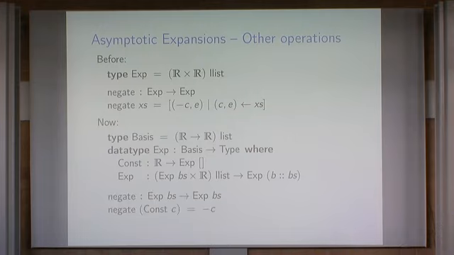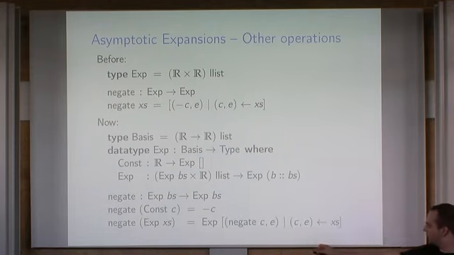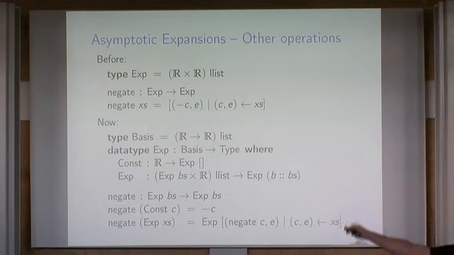And we can still define negation very easily. We say a negation of a constant is just minus the constant. I should say const of minus c, of course, here, sorry. And a negation of an expansion is essentially just like we had here before. The only difference is now that negating the coefficient is again a recursive call to the negate operation. So it still works out pretty much the same thing.